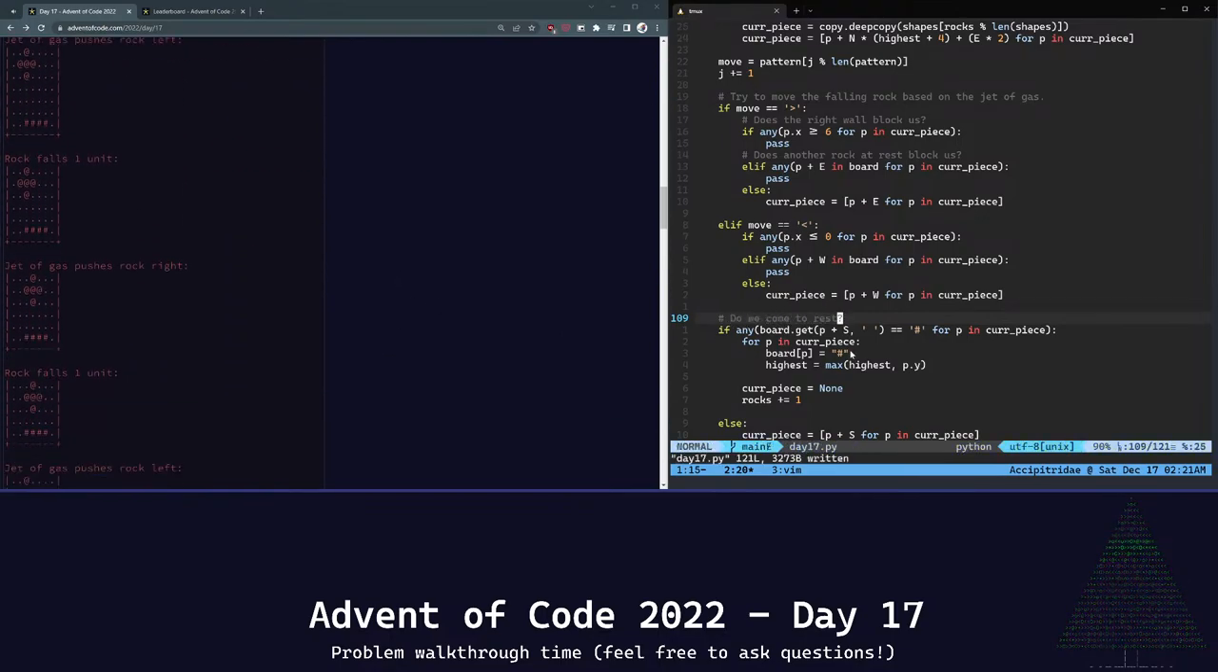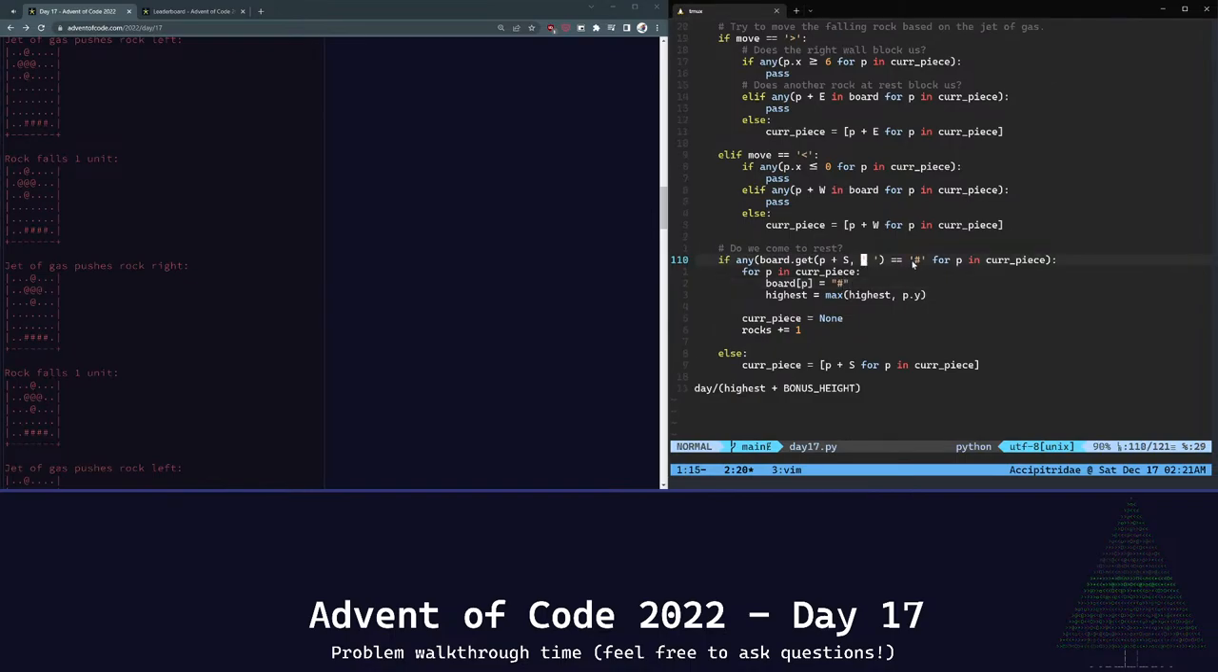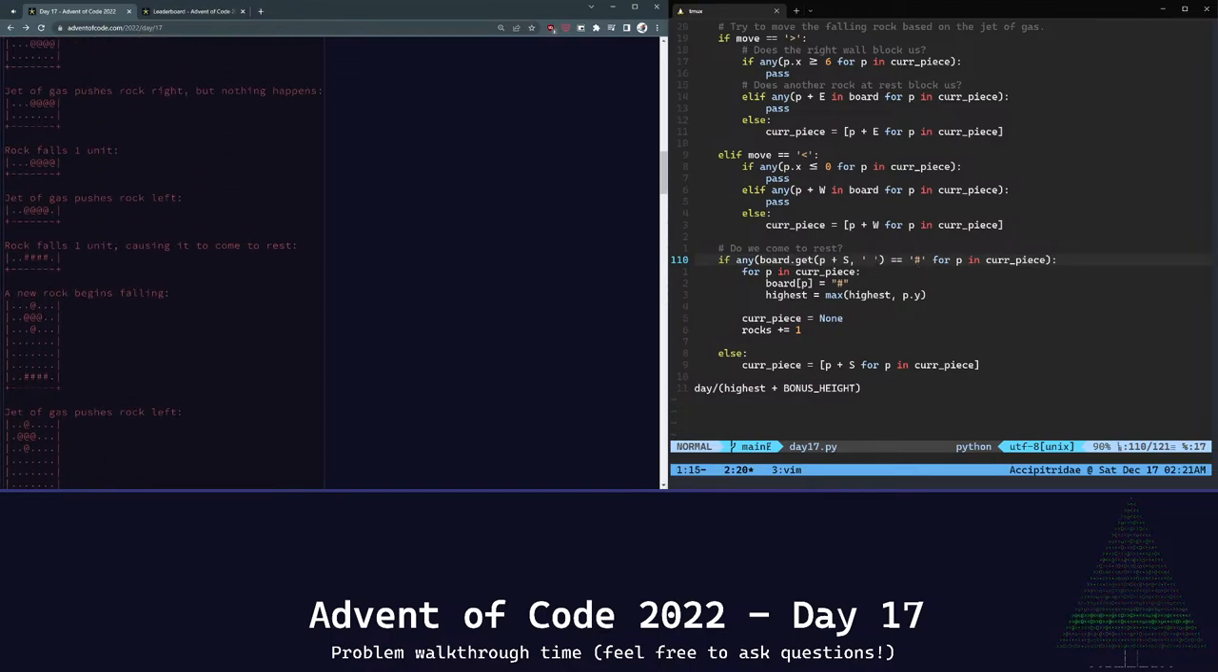So now we have to check, based on our new position, are we going to fall onto the ground, basically? Or are we resting upon another rock? So we look at all of the points below us, and if any of them contain a piece at rest, then we know we should come to rest as well. So if we do, we freeze ourselves. So we encode this into the board. We draw the symbols like that.